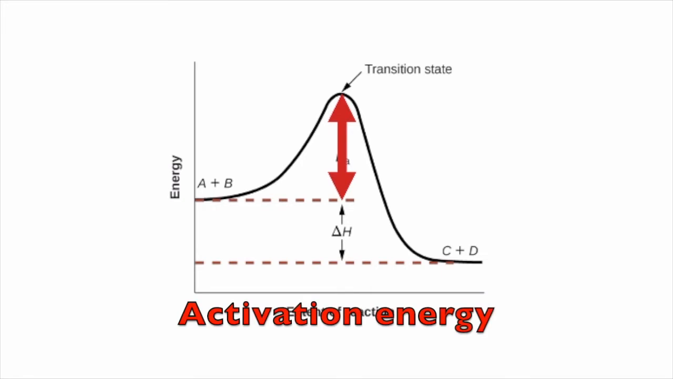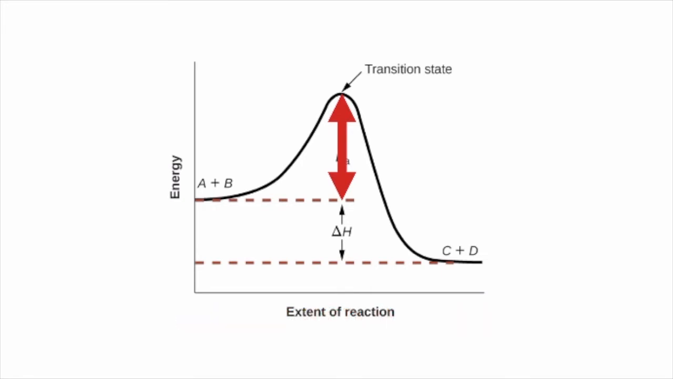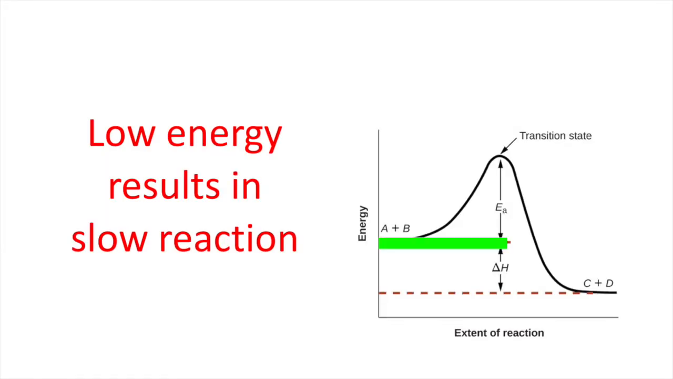And you can think of this as the minimum energy that's required to form a product during a collision between reactants. If the average kinetic energy of the molecules is lower than the activation energy, the reaction will occur slowly, since only a small fraction of the molecules are going to have enough energy to react.